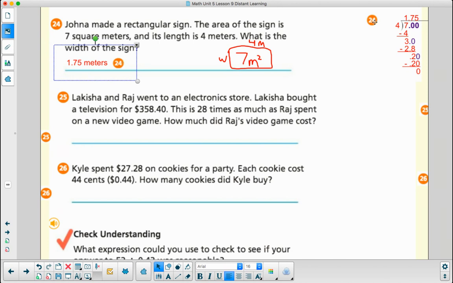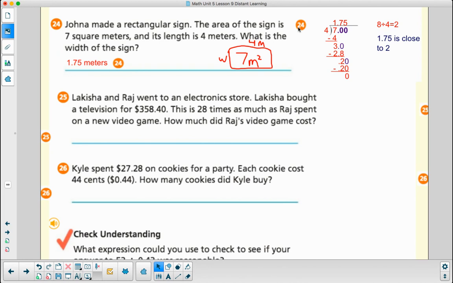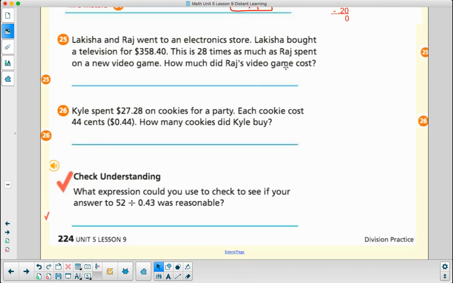So now I have to see if my answer is reasonable. Well, 4 is very easy to divide by. 7 is close to 8, which is divisible by 4 to get 2. My 1 and 75 hundredths is close to 2, so my answer is reasonable. 25.